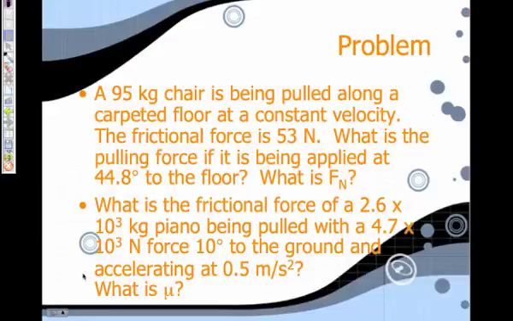A 95 kilogram chair is being pulled along a carpeted floor at a constant velocity. Constant velocity, what does that tell you? Are we accelerating? No, so acceleration is 0 since we're at constant velocity. The frictional force is 53 newtons. What's the pulling force if it's being applied at 44.8 degrees to the floor? Ah, yes. f of x is equal to the frictional force. We'll draw a picture to show that.